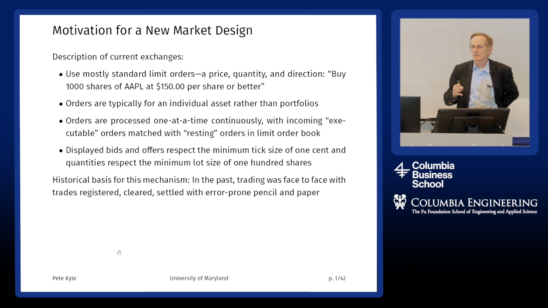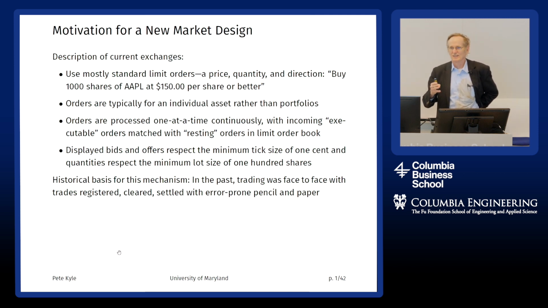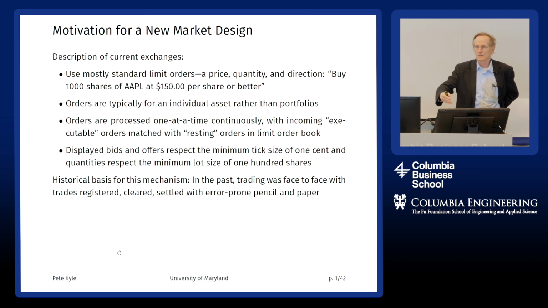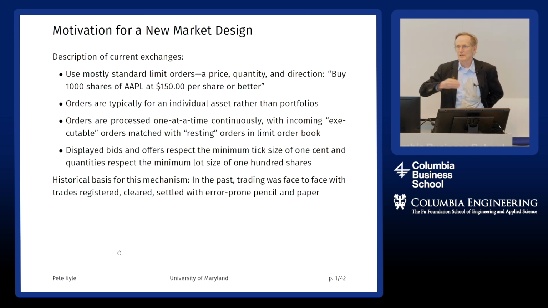And the way markets work is what's often called a continuous limit order market, which means that the orders are processed in continuous time. But in practice, that means they're processed one at a time. Every time a new order comes in, it'll either get executed or get added to the limit order book, and then the next event might be a cancellation, and that will happen one order at a time.